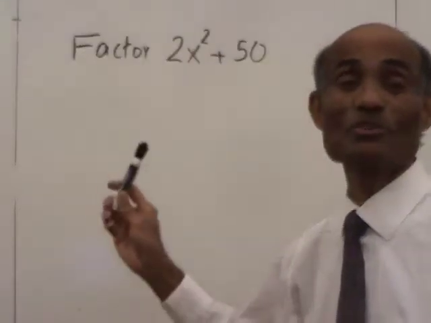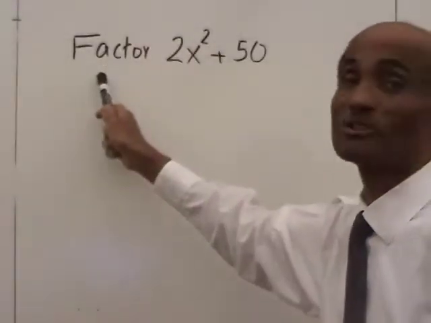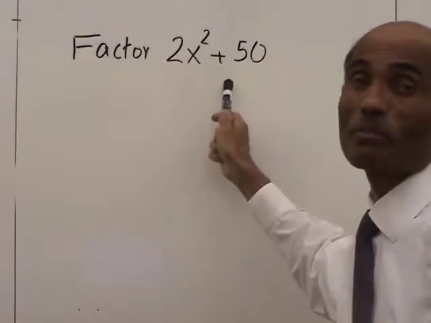The next one is also a factoring problem. Factor 2x squared plus 50.